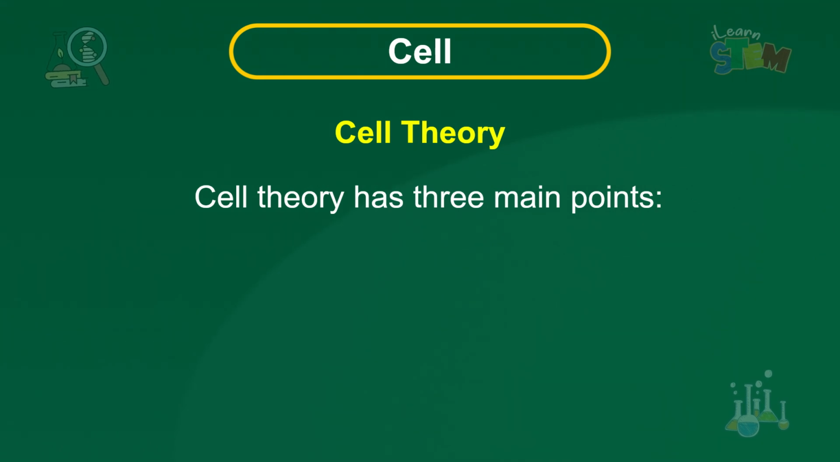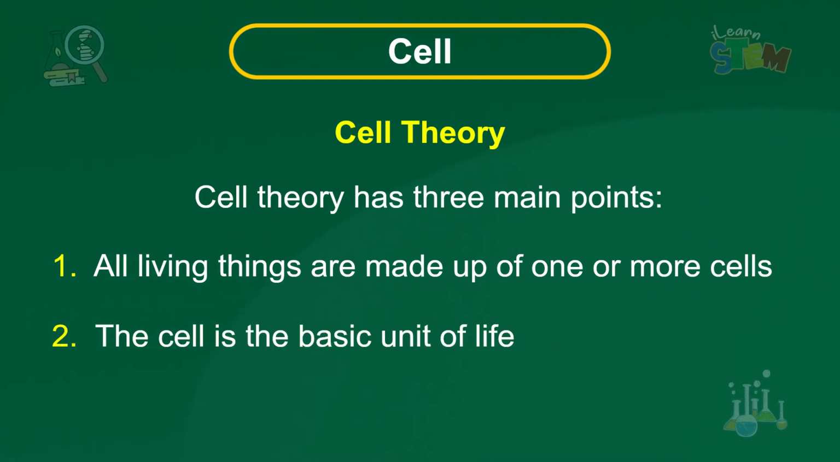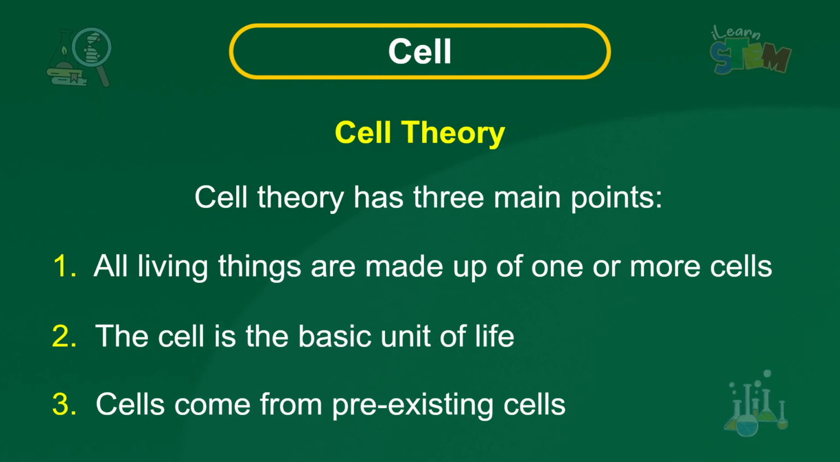Now, let's talk about something fundamental. Cell theory. Don't worry, it's not as intimidating as it sounds. Cell theory has 3 main points. 1. All living things are made up of one or more cells. 2. The cell is the basic unit of life. 3. This one is mind-blowing. Cells come from pre-existing cells.